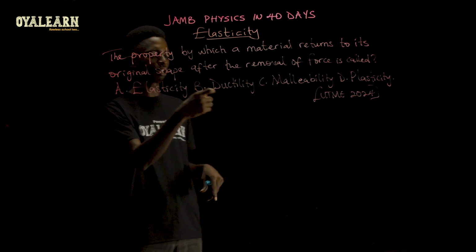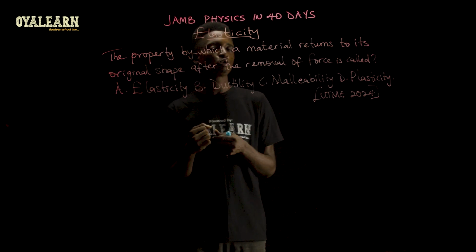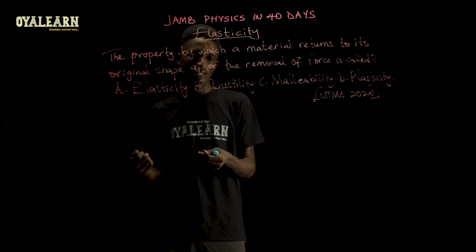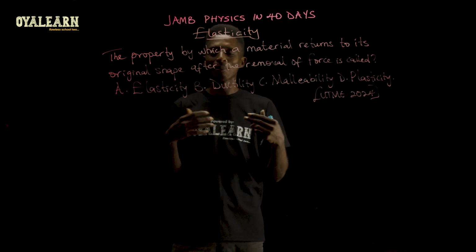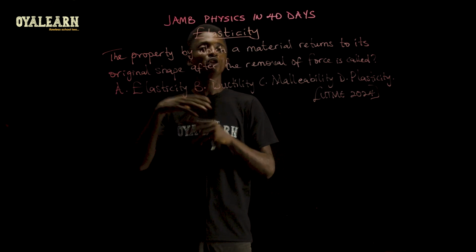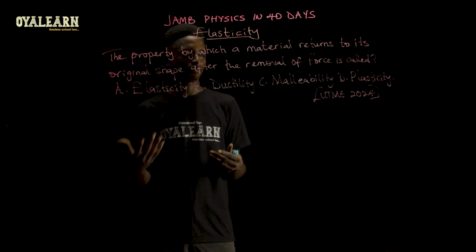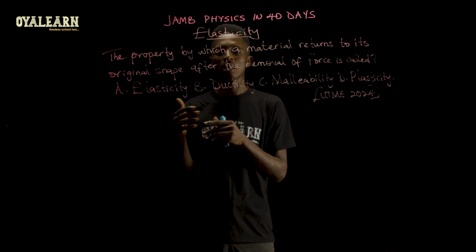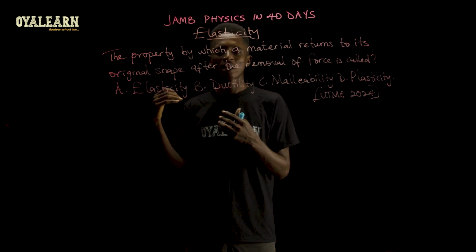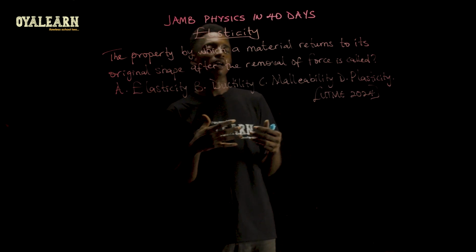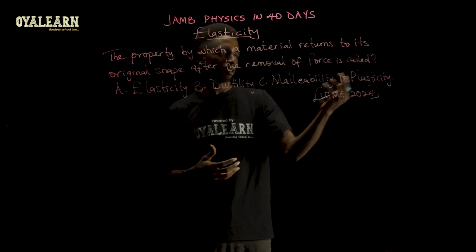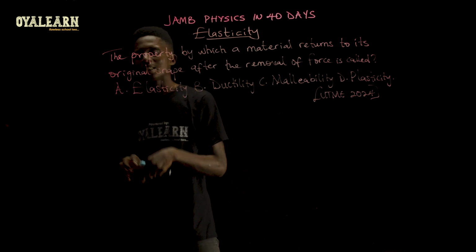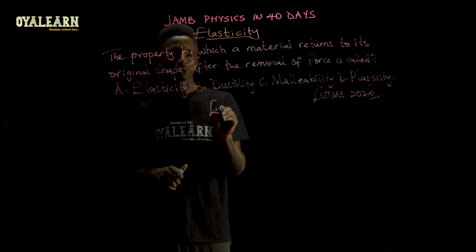On the other hand, ductility describes when a material is able to be stretched into a wire form without breaking. Malleability is the ability of a material to be hammered or pressed into a new shape by the application of force. And plasticity is the permanent deformation of a material. For example, when you exceed the elastic limit of an elastic material, it becomes plastic, because the shape is now permanently deformed. In this case, the answer is elasticity, which is option A.